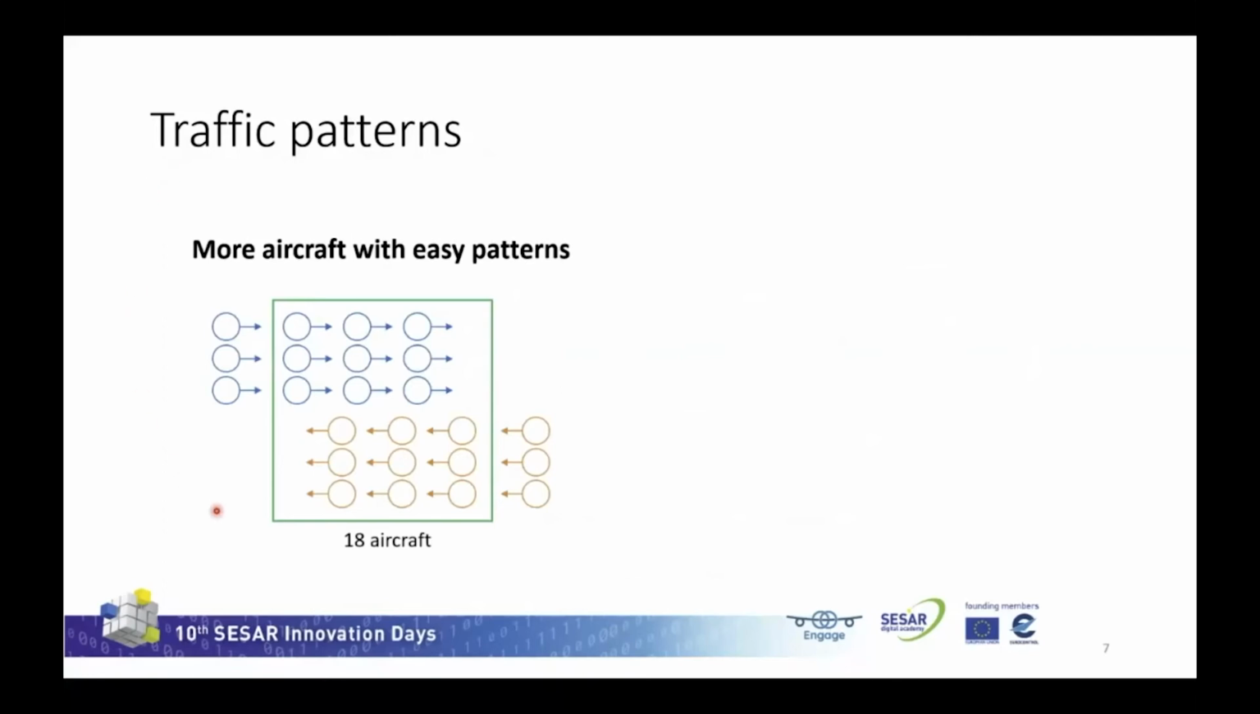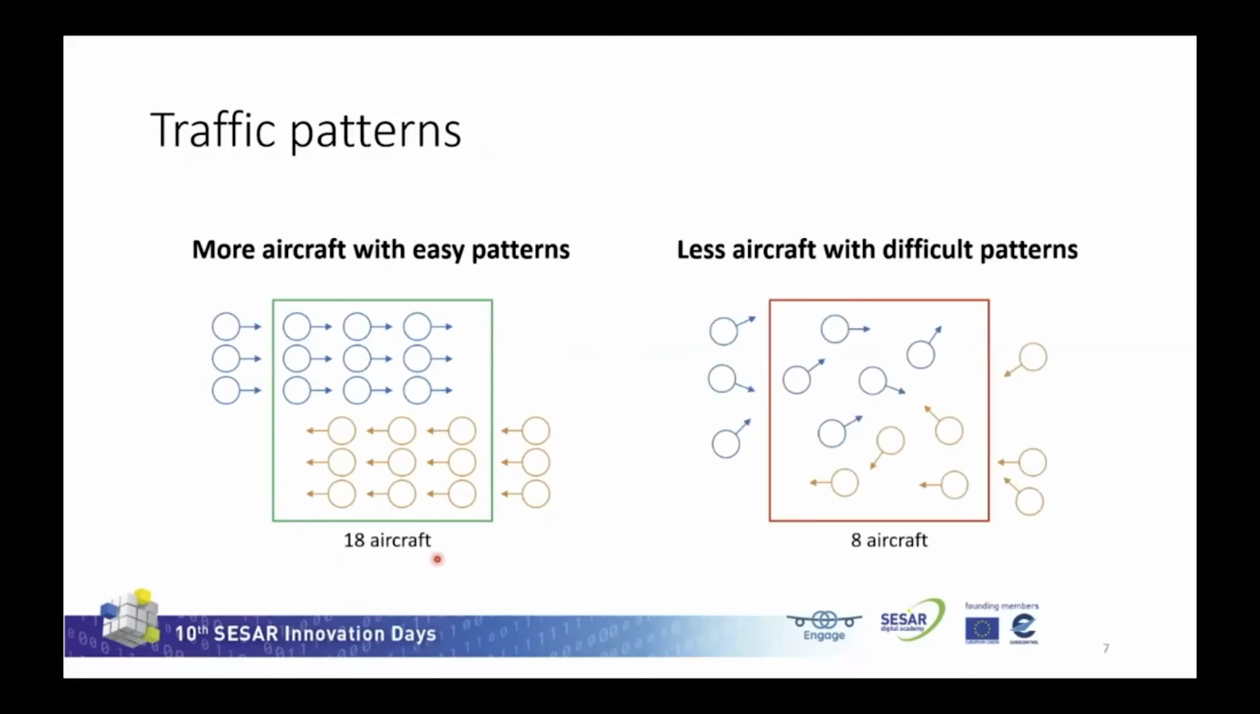For the first situation, the easy pattern of the traffic allows the controller to accept 18 aircraft entering the sector. But not for the second situation. The traffic pattern is hardly predictable. The controllers cannot accept more than 8 aircraft in the control sector. So now you have seen sometimes the controllers can accept a small number of aircraft over the capacity threshold, but at other times, the controllers limit the number of aircraft very far from the threshold.